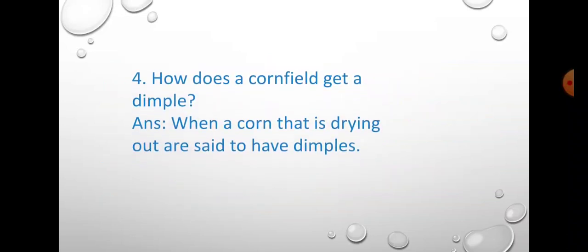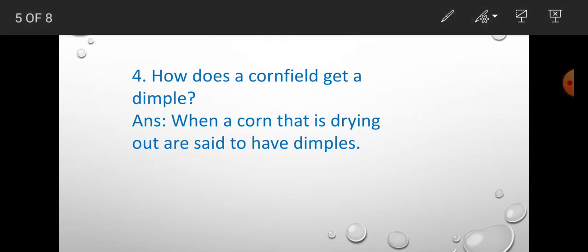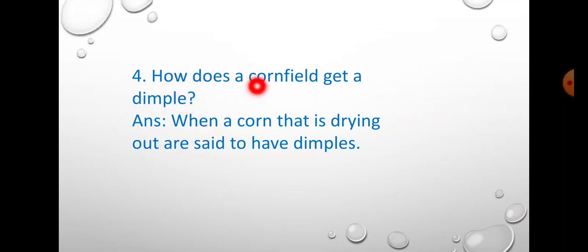Now the fourth question. How does a cornfield get a dimple? Listen carefully. Corn that is drying out is said to have dimples.